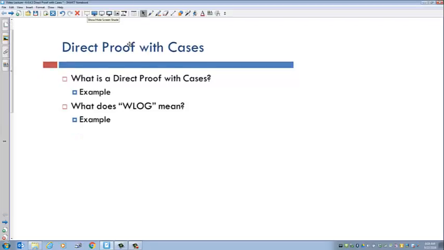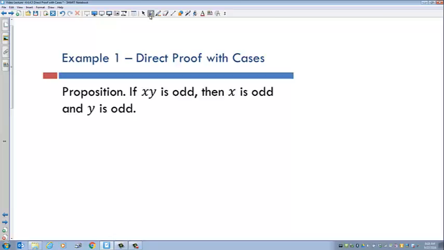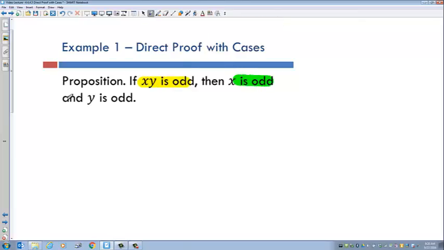In this video, we're going to talk about direct proof with cases. And so, what is a direct proof with cases? Well, let's just move on to an example so you can see this idea in action. So here's our first example we're going to do, and it says if xy is odd, then x is odd and y is odd.